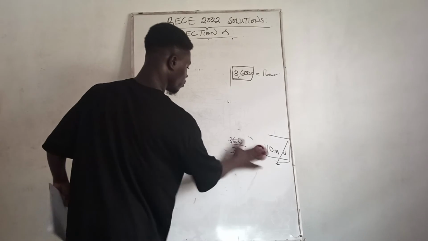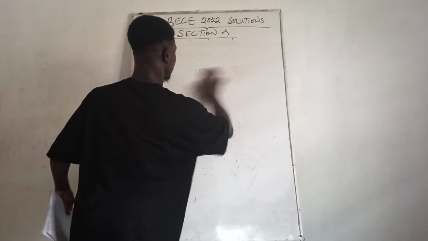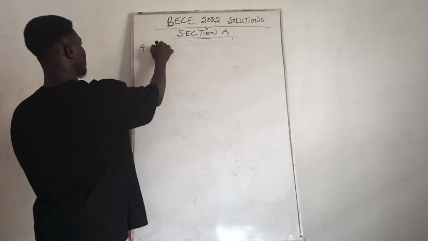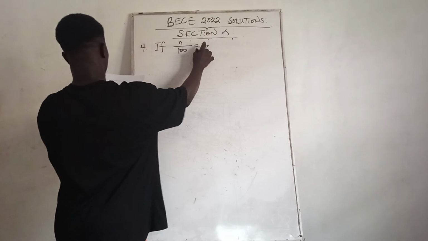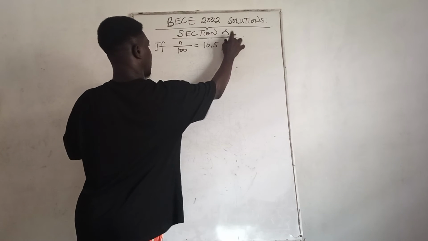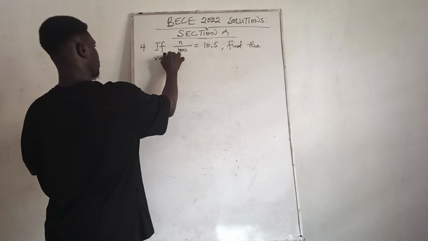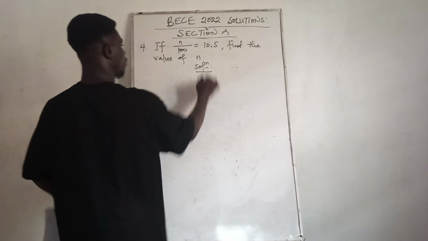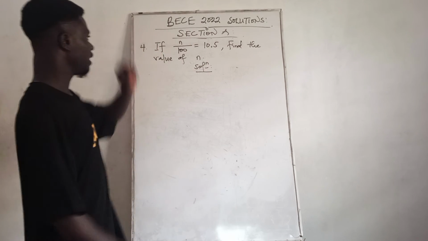If and only if n over 100 must be equal to 10.5, find the value of n. So now let's see how best we can solve this question. If n over 100 is equal to 10.5, find the value of n.